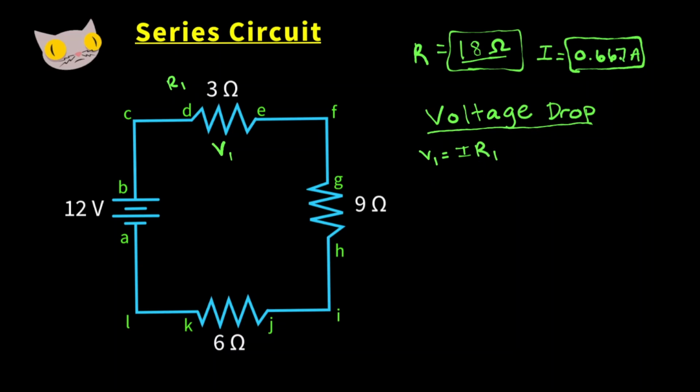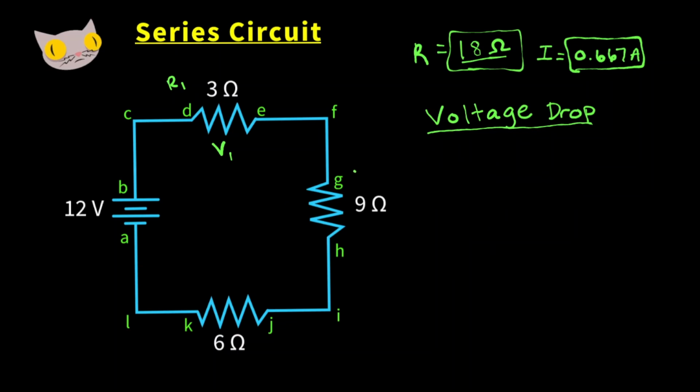Now we know our current. We have our value for R1. So V1 must equal 0.667 amps times 3 ohms. And that gives us a voltage drop of 2 volts.